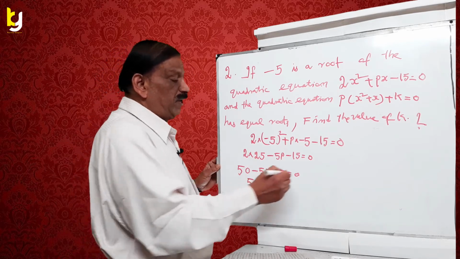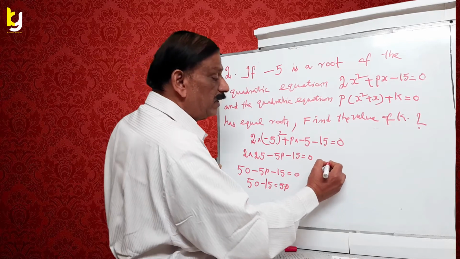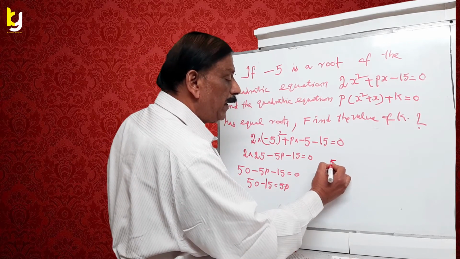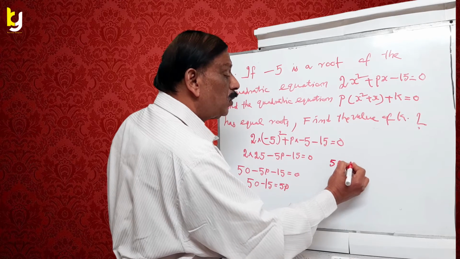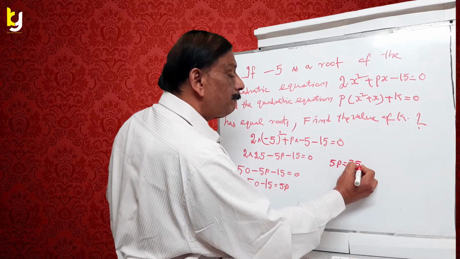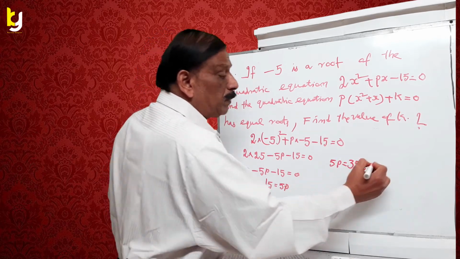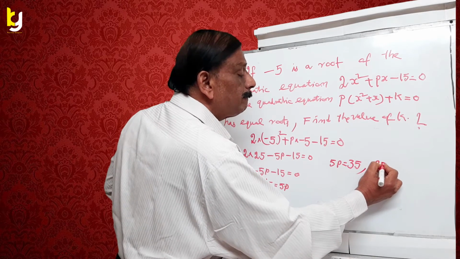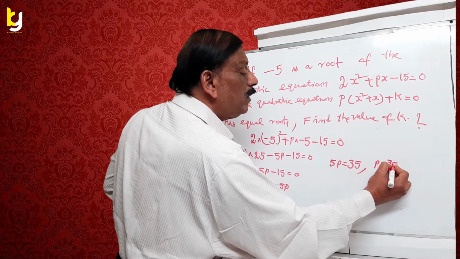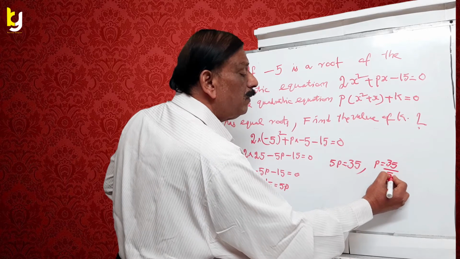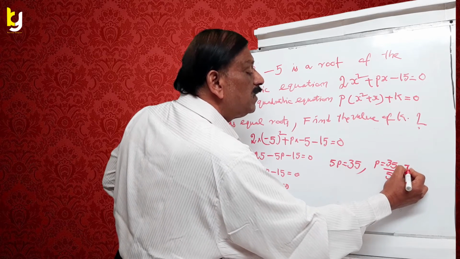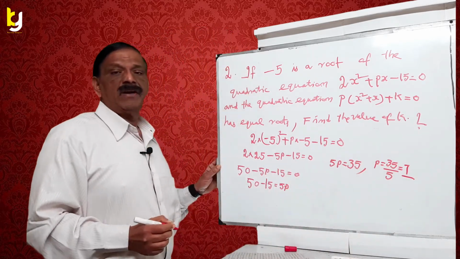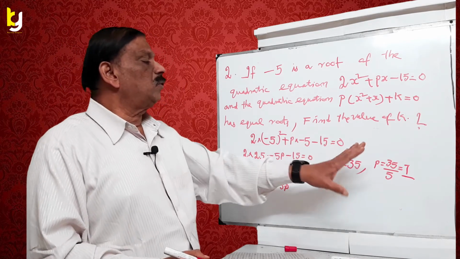50 minus 15 is equal to 35. That is 5p equal to 35. Therefore, p is equal to 35 divided by 5, that is equal to 7. We get the value of p is equal to 7.